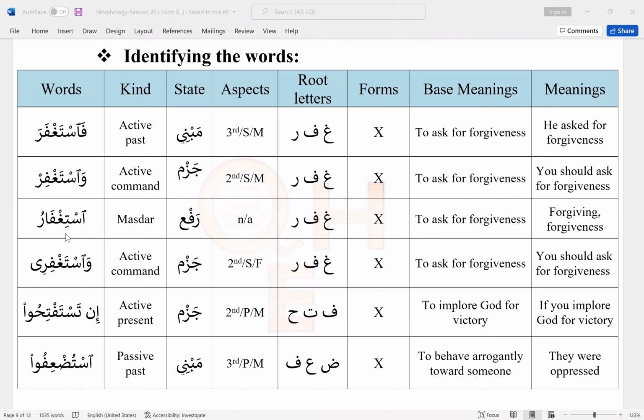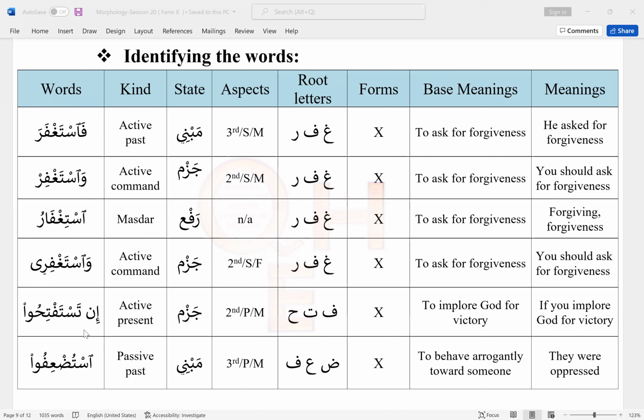Istighfaru. What does it match with? Istinsaron. So it matches with masdar. And masdar is like a gerund, so it's like forgiving, forgiveness. Next one, istaghfiri. What does it match with? Istansiri. So this is active command, and the doer is a second person singular female. So you should ask for forgiveness. Over here, the you is one female, whereas over here the you was one male.